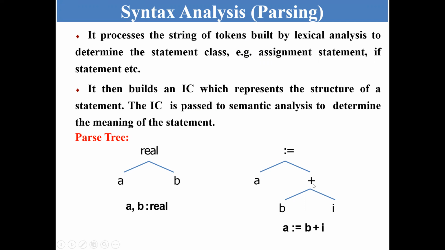Now B plus I means obviously you have to consider the plus sign, and this again has B on the LHS and the symbol I here. So always check from the bottom that B plus I is equal to A. That is LHS equal to RHS. Right? This is the output of the syntax analysis, that is the parse tree.